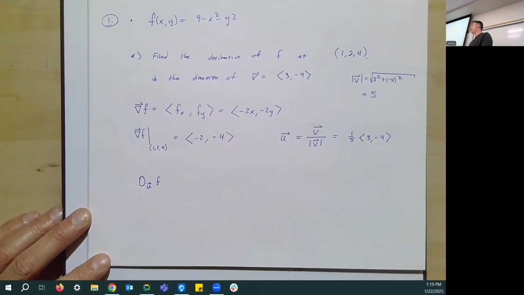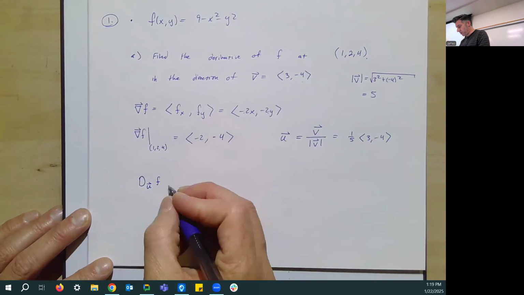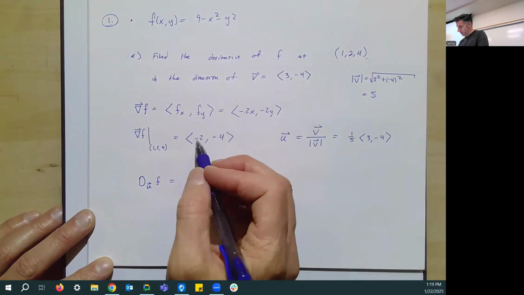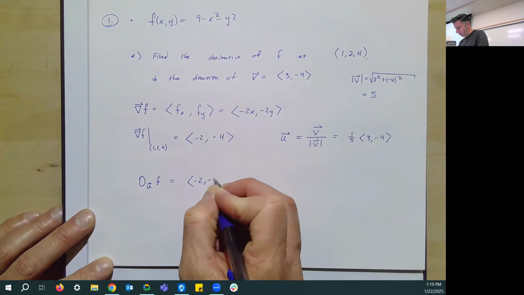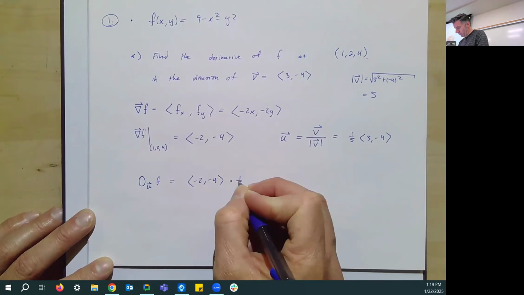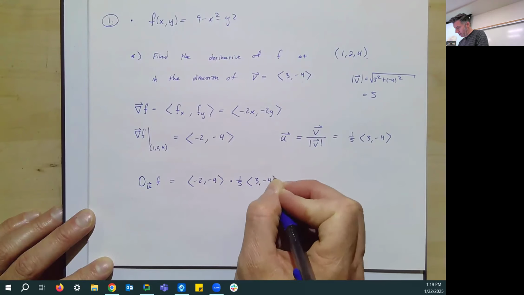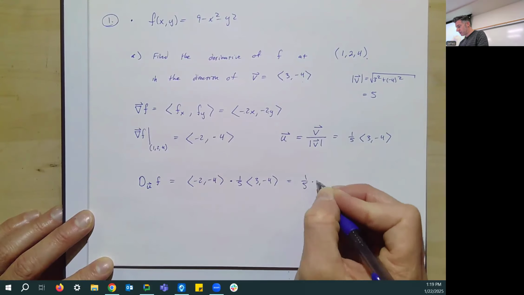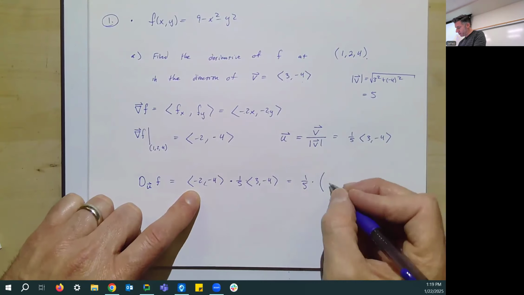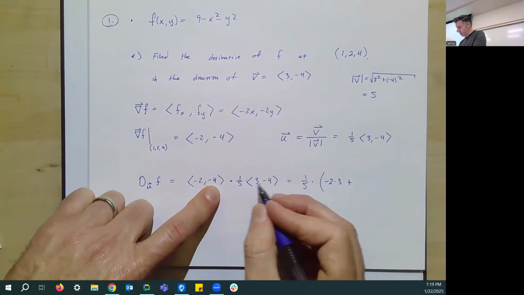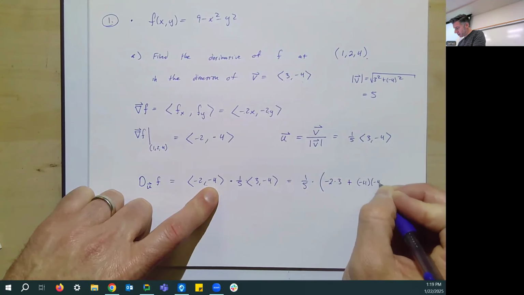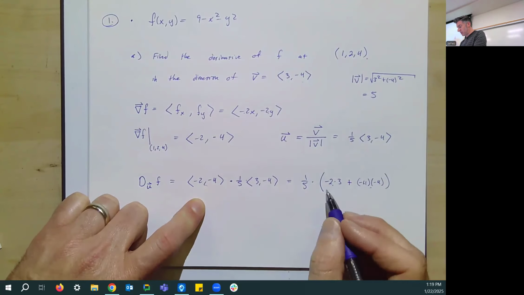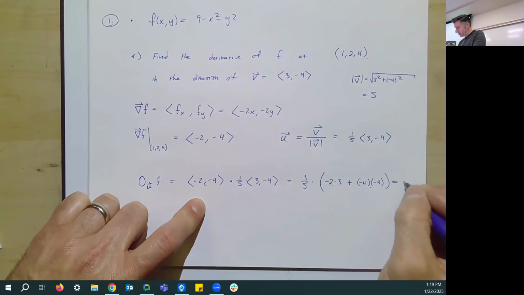I'll remind you, this answer is not a vector. The answer we're going to get is just a number that's telling us about the slope. So if we do this, we're going to get, let's see, these vectors dotted together, negative 2 comma negative 4, dotted with 1/5 times the vector 3 comma negative 4. I'm really kind of ignoring that 1/5. I'm going to get 1/5 times the dot product, negative 2 times 3 plus negative 4 times negative 4. That's going to be 16 minus 6, which is 10. And 1/5 times 10 is 2.